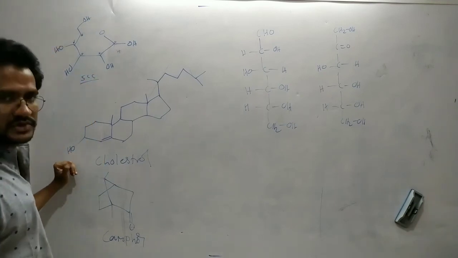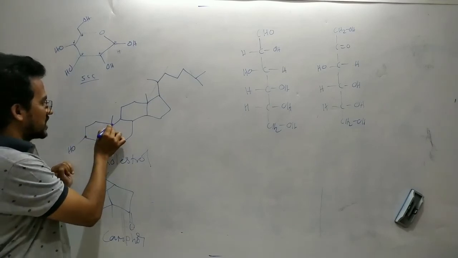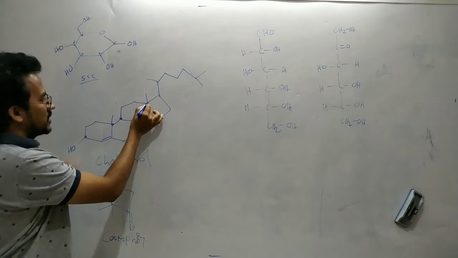Next here is cholesterol. How many chiral carbons does this cholesterol have? This is a chiral carbon. Next, it is a chiral carbon. It's a chiral carbon. This chiral carbon. It's a chiral carbon.